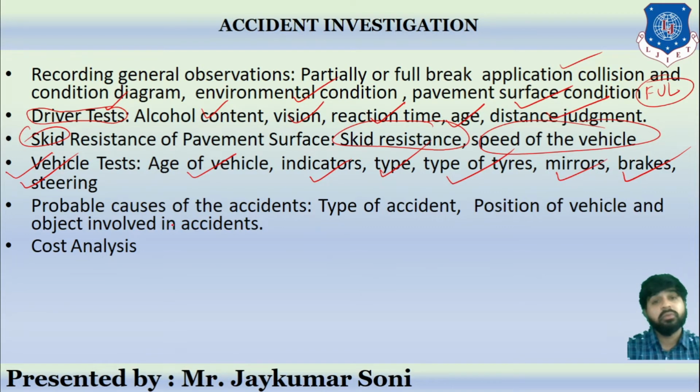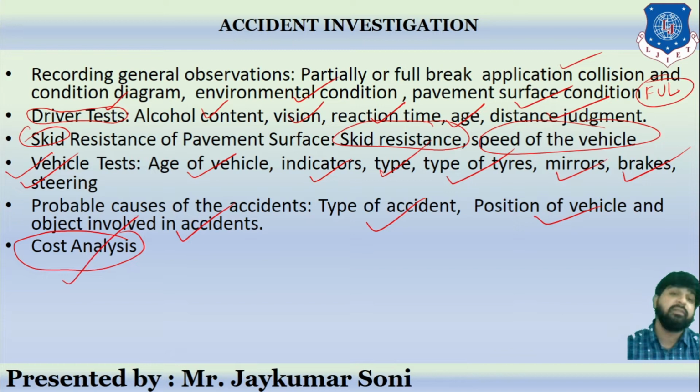Then we have to get information about the probable causes of the accident, in which we will collect information on the type of accident, position of accident, and objects involved in the accident. And then there is cost analysis. So basically, first is recording the general observation, second is the driver test, third is the skid resistance of pavement surface, fourth is the vehicle test, fifth is probable causes of accident, and the last is cost analysis.